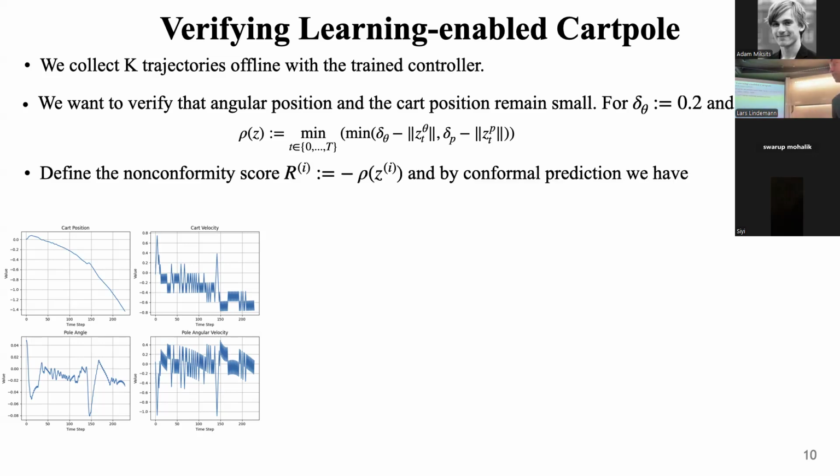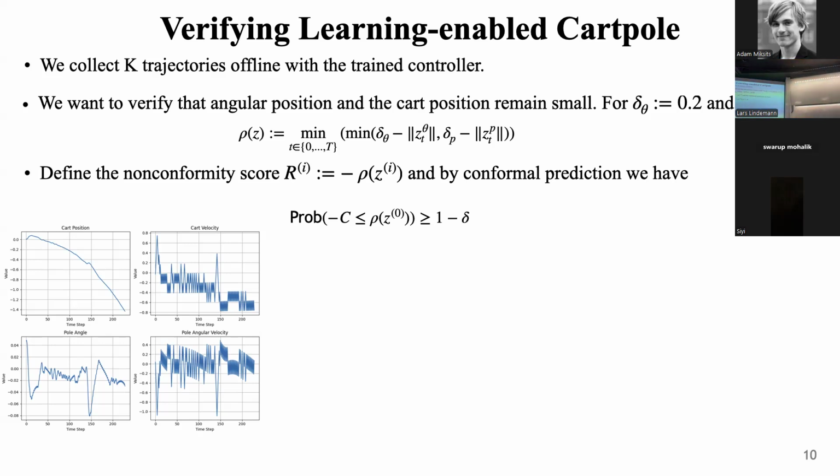And what we simply did was we defined the non-conformity score. Note here that if this is positive, you satisfy your specification, right? You obey the tolerances. If it's negative, it doesn't. So for the temporal logic people here, you could think of this as the temporal logic robustness, right? And then all we do is we set up the non-conformity score to be the negative of this performance function. We apply conformal prediction, and we obtain these guarantees.